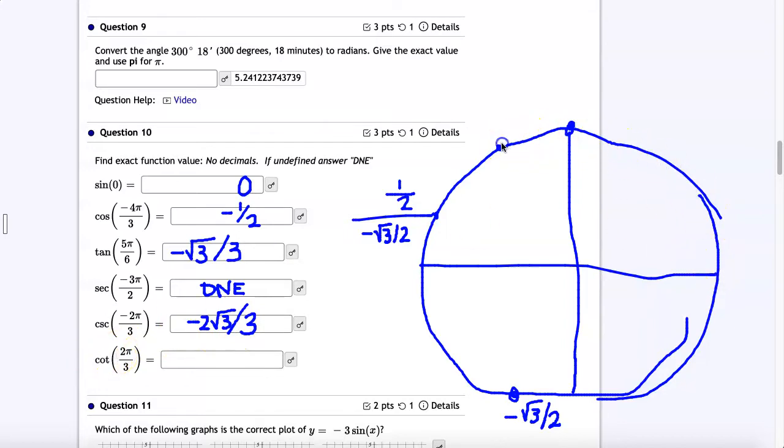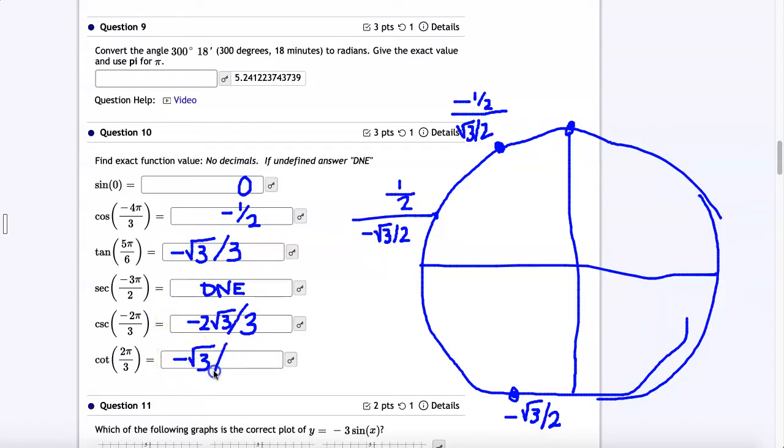Next, cotangent of 2 pi thirds. 2/3 is going to be right back here at this point. My cosine value is negative 1/2, and my sine value is root 3 over 2. And I need to have cosine over sine in order to get cotangent. Now it turns out that this ratio right here is equal to this ratio right here. So going back to the same value, this turns out to be negative root 3 over 3.